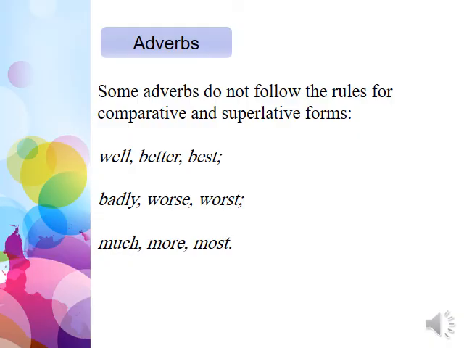Some adverbs do not follow the rules for comparative and superlative forms. Like what? Irregular adverbs like well, badly, and much. Well, better, best. Badly, worse, worst. And much, more, most. If we remember in last week's lesson on adjectives, we had some adjectives like this: good, better, best, bad, worse, worst, and much, more, most.